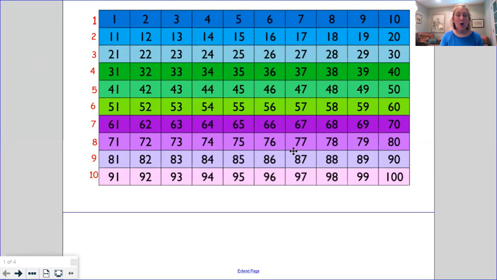Pretty cool. We also learned that if you look in the ones place, and if you find a number on the top row, like 6 ones, and you go all the way down the column, you will find that every number in that column has 6 in the ones place. All of the numbers in the column have the same number of ones.